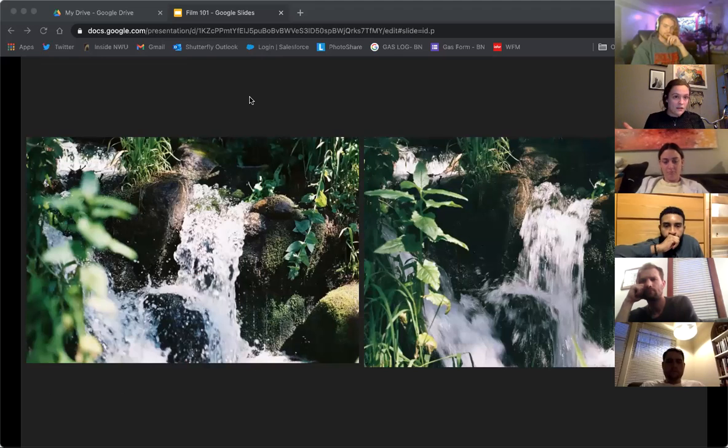So here's another example of having different shutter speeds. Anybody want to guess which one's the faster shutter speed? You don't have to.